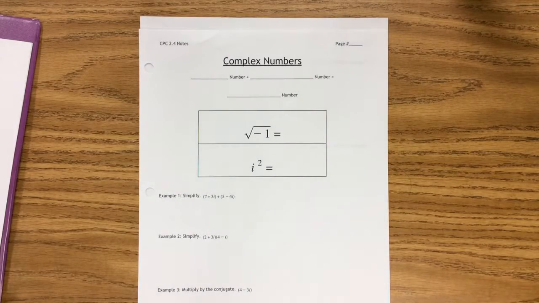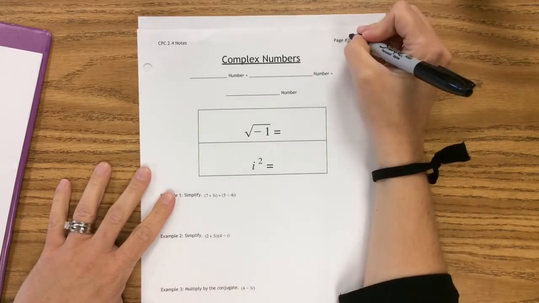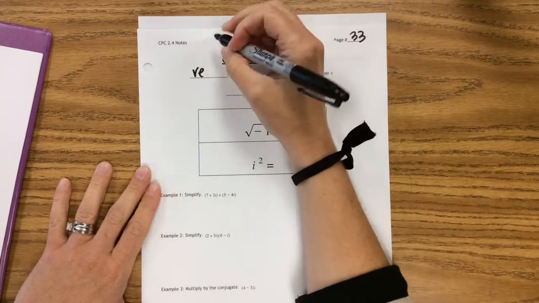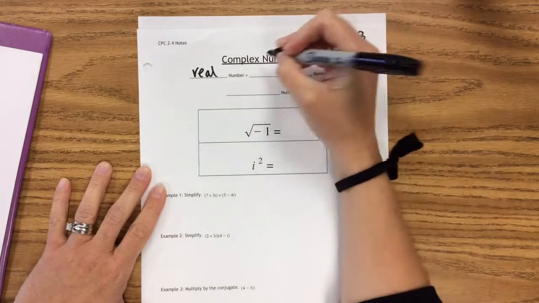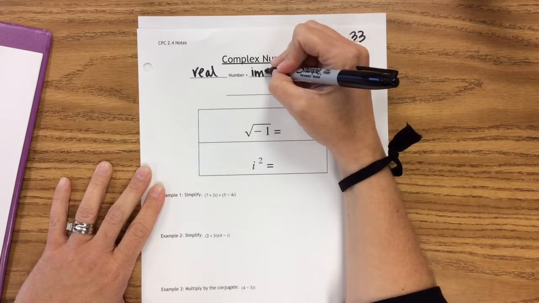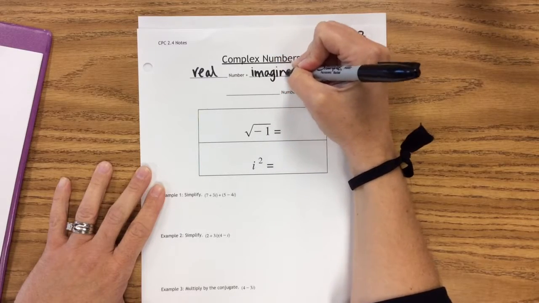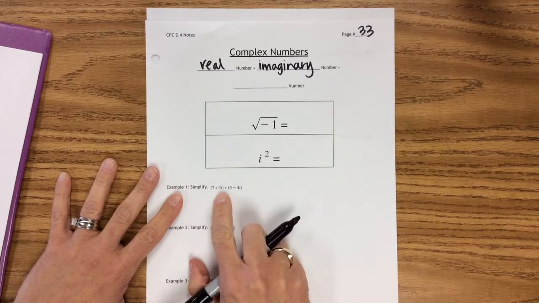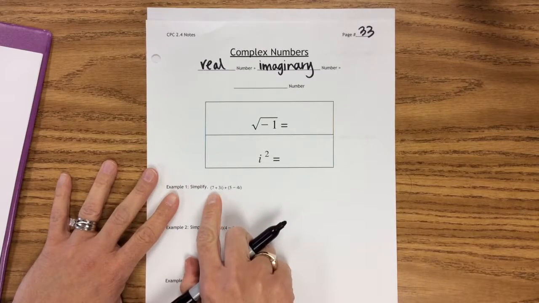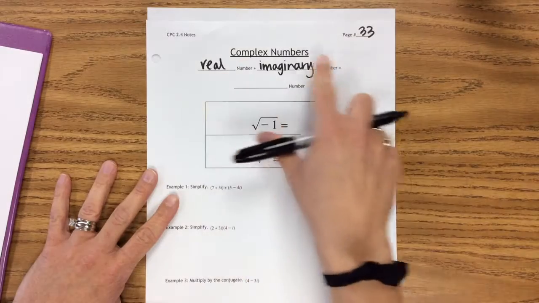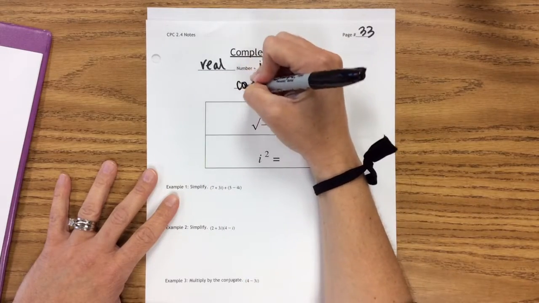All right, so complex numbers are when you have a combination of a real number and an imaginary number. So a complex number will look something like this: 7 plus 3i. 7 is a real number. 3i is an imaginary number because it has an i in it, and so if you add them together, it's complex. Part real, part imaginary.